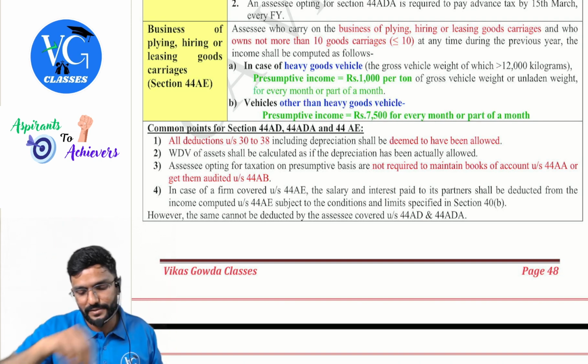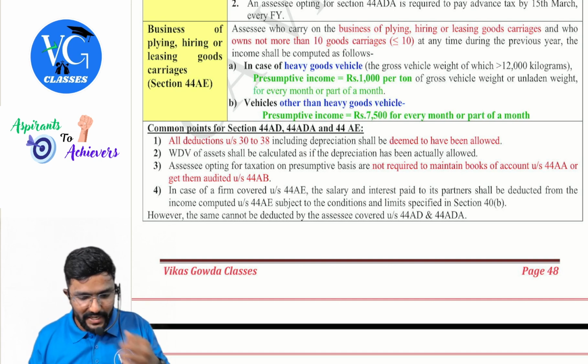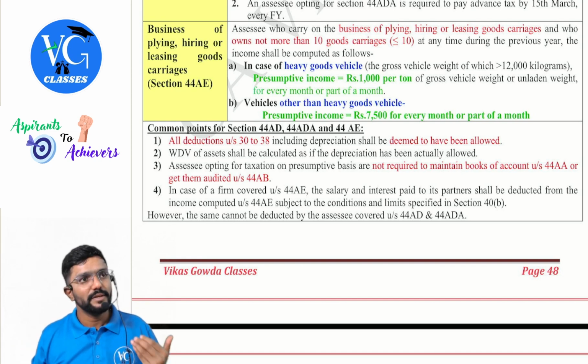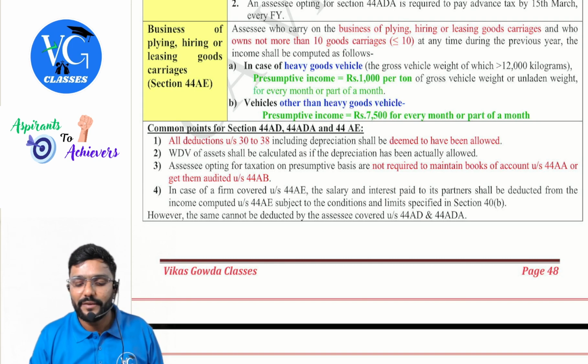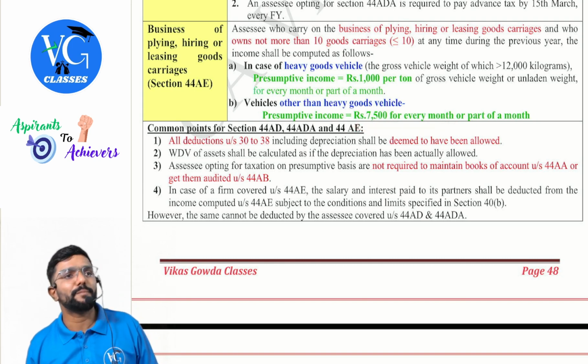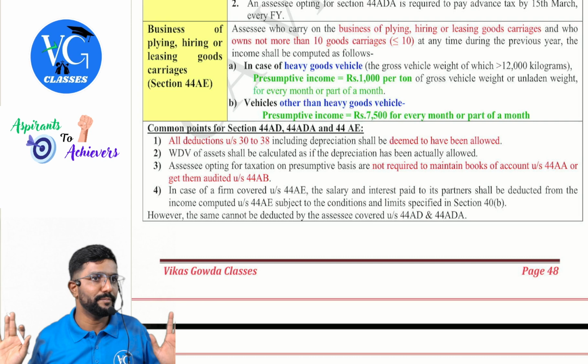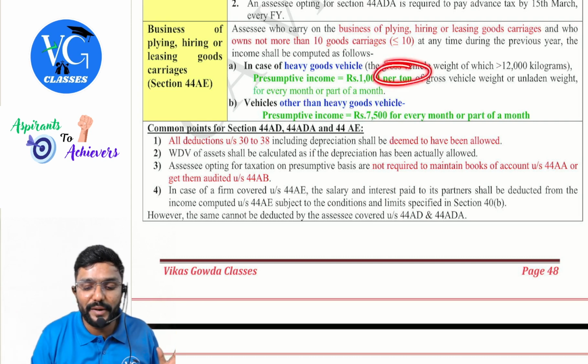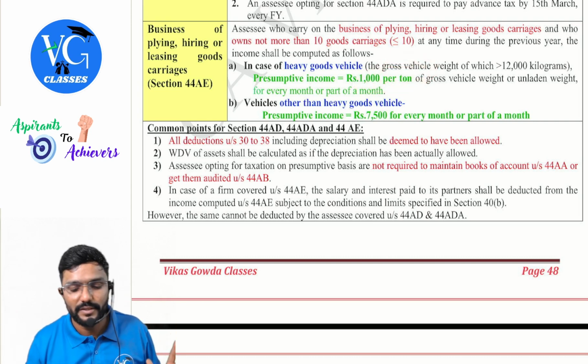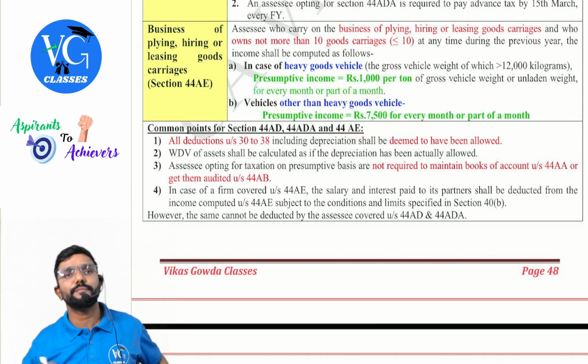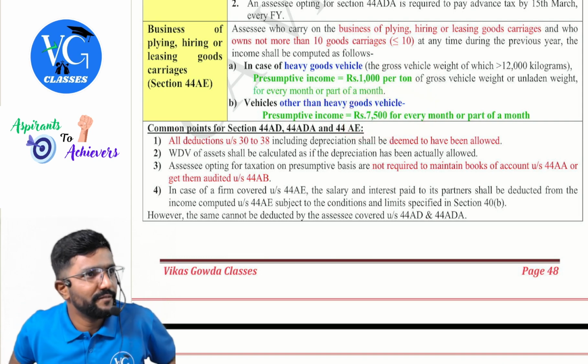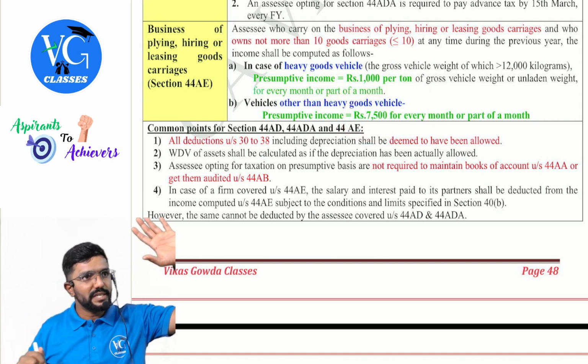Even if I have not used it in a particular month, should I still consider it as income for that month? Yes. Next, vehicles other than heavy goods vehicle. Presumptive income would be 7,500 for every month or part of the month. No weight importance here. 1,000 was per ton per month, whereas here 7,500 per vehicle every month. Every month, guys.